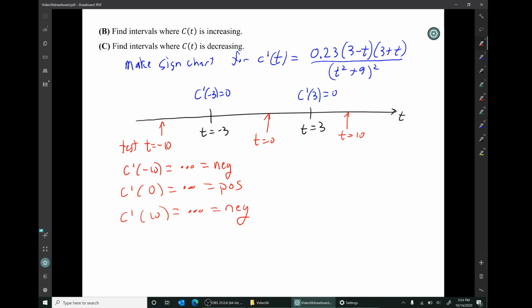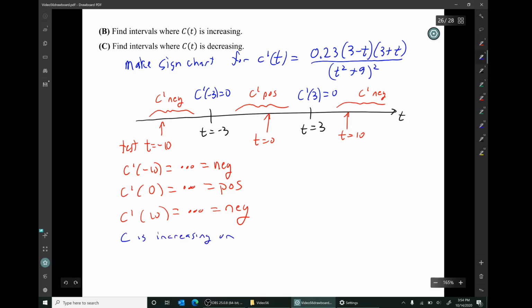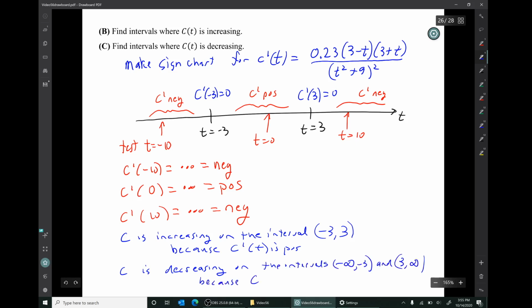I'm not going to go through the details of the sign calculations. It's a standard thing to put these test numbers into this formula for c'. The result is that c' is negative out here, c' is positive here, and c' is negative here. And so that tells us the following information about c. So we see that c is increasing on this interval because c' is positive, and we see that c is decreasing on these intervals because c' is negative.